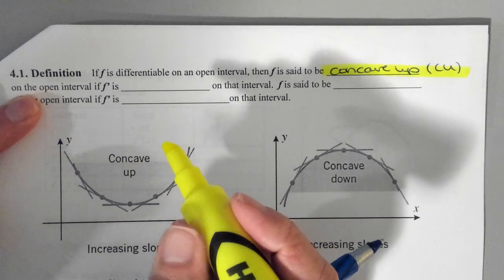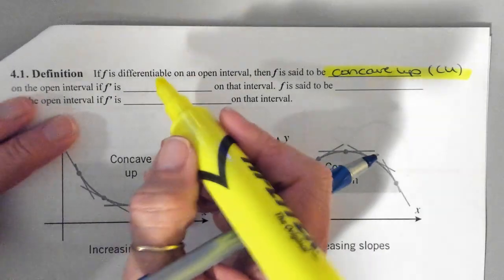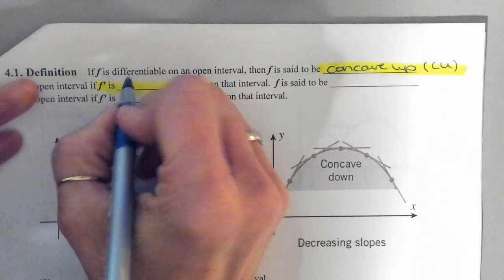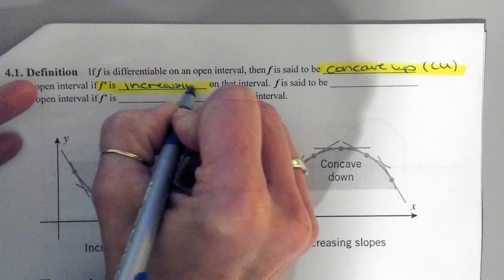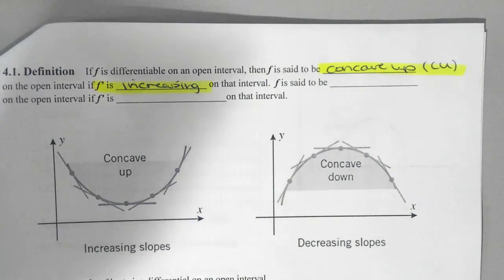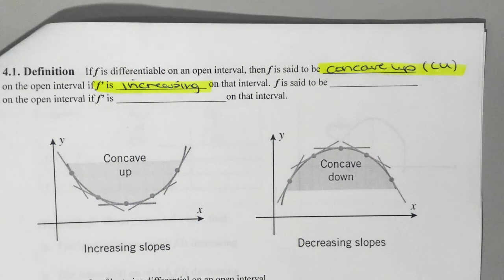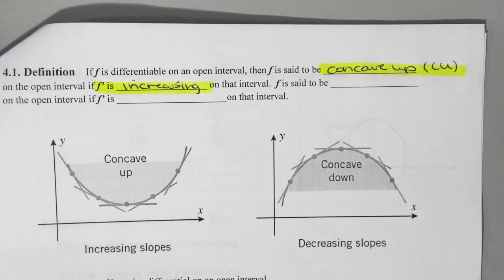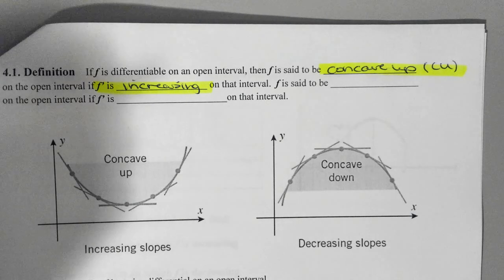Your function is considered to be concave up on the open interval if f prime is increasing on that interval. Okay, I have a quick question. If I wanted to know if a function was increasing, what did we just do? Oh, we took the derivative. So if I want to know about concavity, it says that f prime is increasing. So what do I have to do to f prime? Oh, I have to take the derivative. So what is this then? Second derivative. Concavity is the second derivative. It's the slope of the slope.